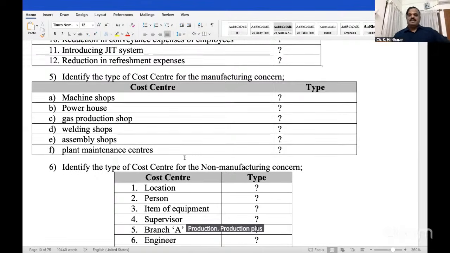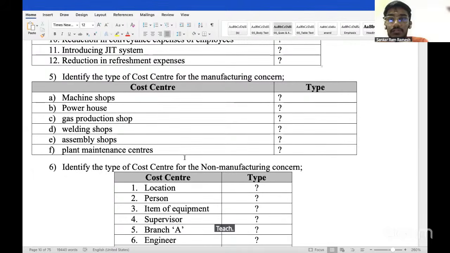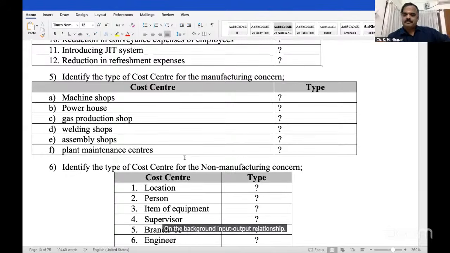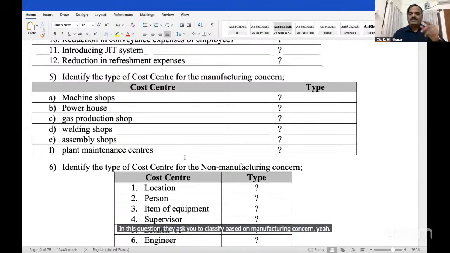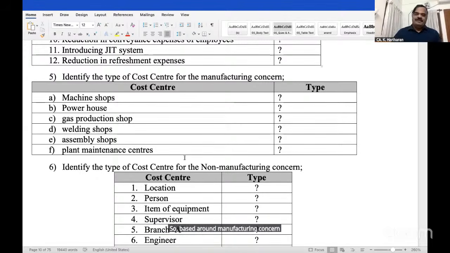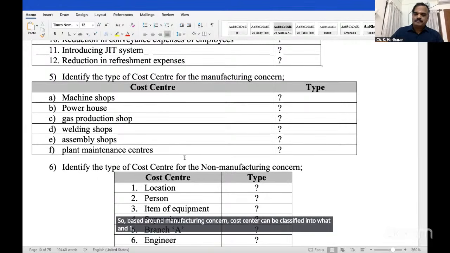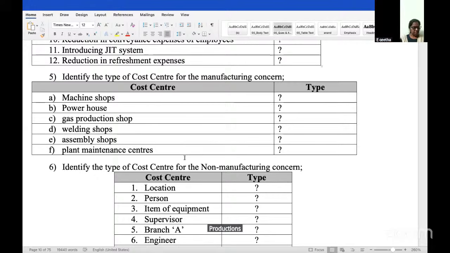Non-manufacturing concern: personal and impersonal cost center. Based on input-output relationship: standard cost center and discretionary cost center. In this question, they ask you to classify based on manufacturing concern. So based on manufacturing concern, cost center can be classified into production and service.